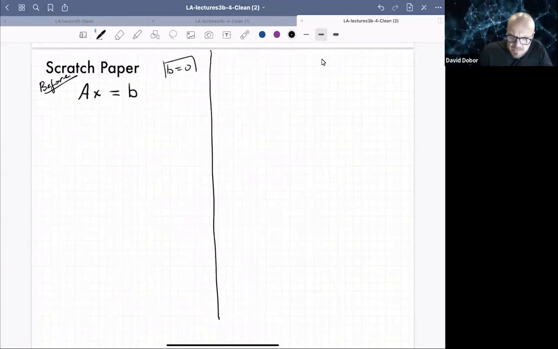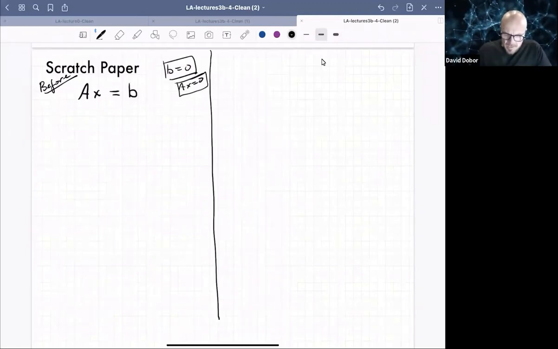And by the way, what's that system called when B is 0? It's not important to just memorize that term, but those are called homogeneous systems, right? When you have AX equals 0 systems, this is a homogeneous system of equations. A itself is a matrix whose dimensions could be square, but not necessarily. You could have a situation like this, where matrix A is a rectangular matrix.